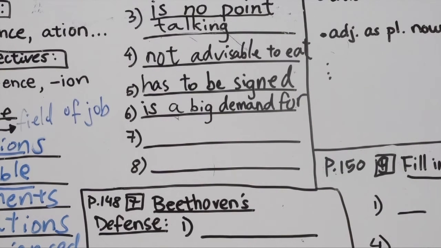Now demand, here is another word formation, except we don't add anything to the word. Demand, what do you think? It's a verb, right? You ask for something. But here, a big demand, demand is a noun. This is talking about the activity of all the people asking for something, so it becomes a noun.